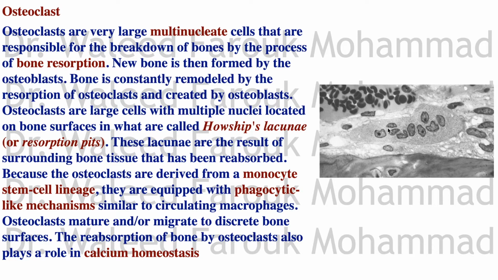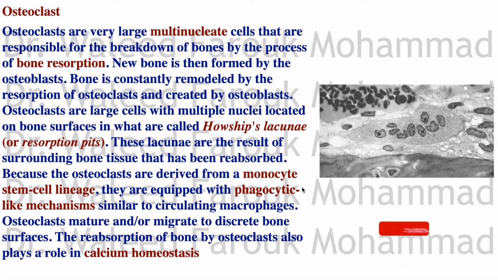Because the osteoclast is derived from the monocyte stem cell lineage, it has a phagocytic function, so it is equipped with phagocytic-like mechanisms similar to the circulating macrophages. It's for the purpose of bone resorption. And they mature and migrate to the discrete bone surfaces. The resorption of bone by osteoclasts also plays a role in calcium homeostasis, and is actually controlled by hormones that control calcium homeostasis, like parathyroid hormone and calcitonin.